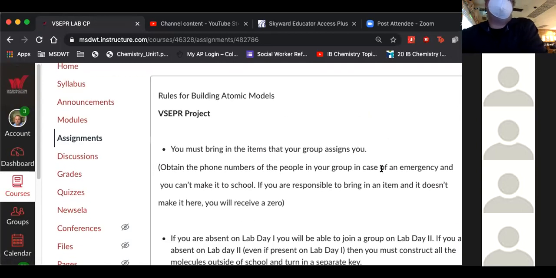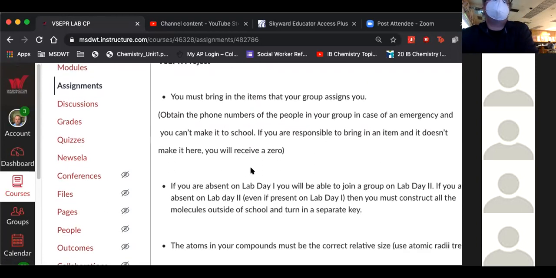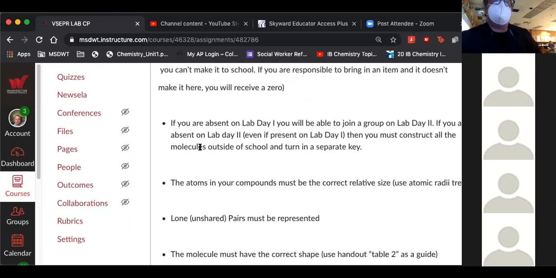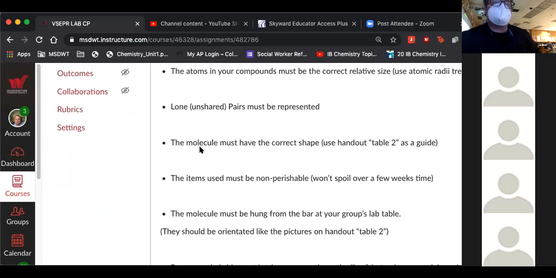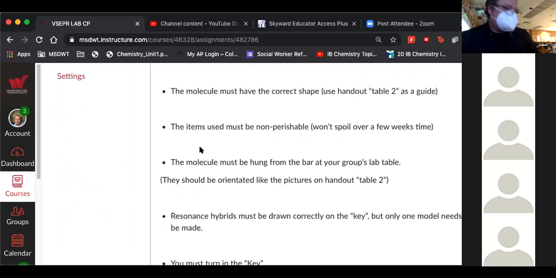Cool. So obviously, some people are in here and some people are not. But you do want to make sure that you contribute. So maybe the people at home at least make models with some of the stuff they have. You guys are more than welcome to use stuff in here like toothpicks and stuff. But basically, how we'll submit this is you will have pictures of your molecules.